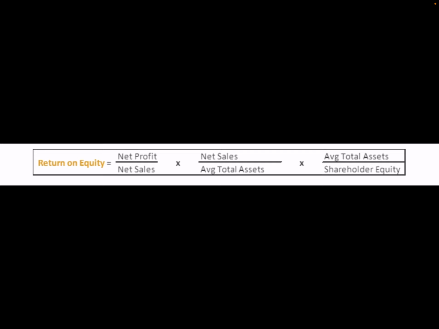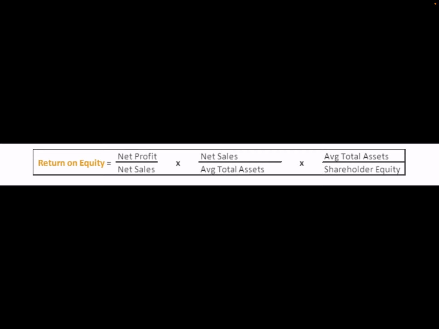Now coming to asset turnover, which is equal to net sales divided by average total asset. The asset turnover ratio is an efficiency ratio that indicates how effectively the company is using its assets to generate revenue. The higher the ratio, the more efficiently the company is using its assets. The lower the ratio, it would indicate a management or production problem. The resulting figure is expressed as a number of times per year.